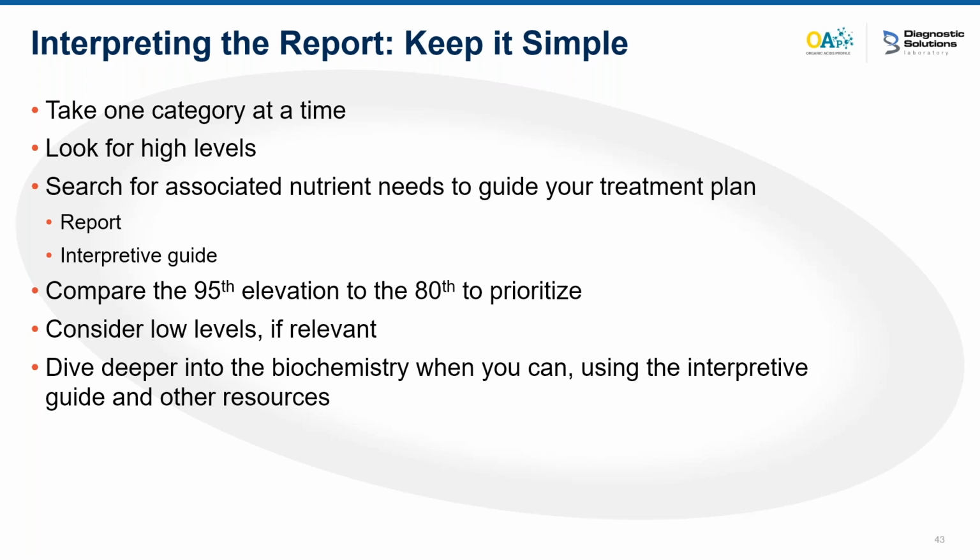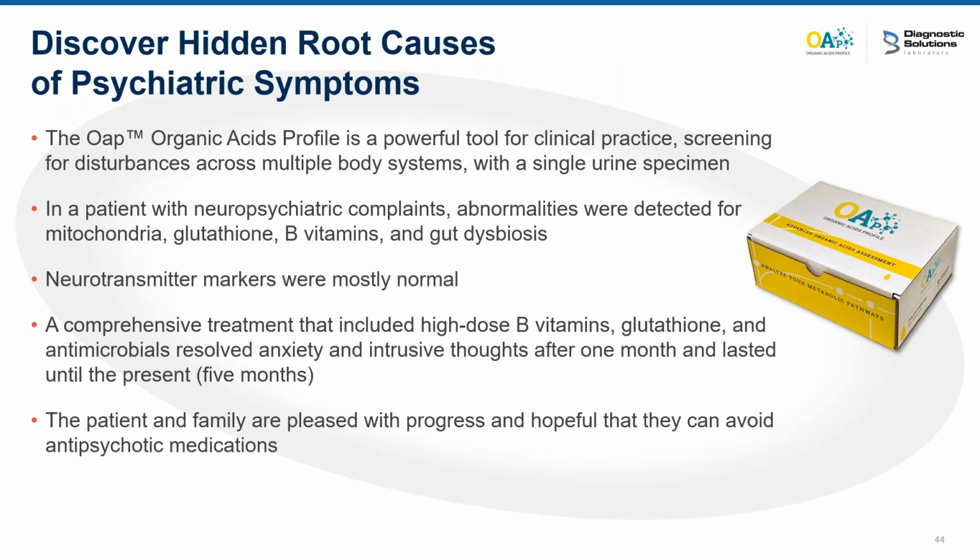And just a reminder before we start bringing this to a close that when you're working with this report, just keep it simple. Take one category at a time, look for those high markers, those high levels, figure out what the nutrient is that's associated with the high level. Keep in mind those 95th percent elevations, those are extremely important. Those are your high priority items. And dive deeper into the biochemistry when you can, right? When you have the bandwidth to really dig in and sink your teeth into the biochemistry, you can do that. But I think when you're starting out, just try to keep it high level so that you can actually start using the tool.